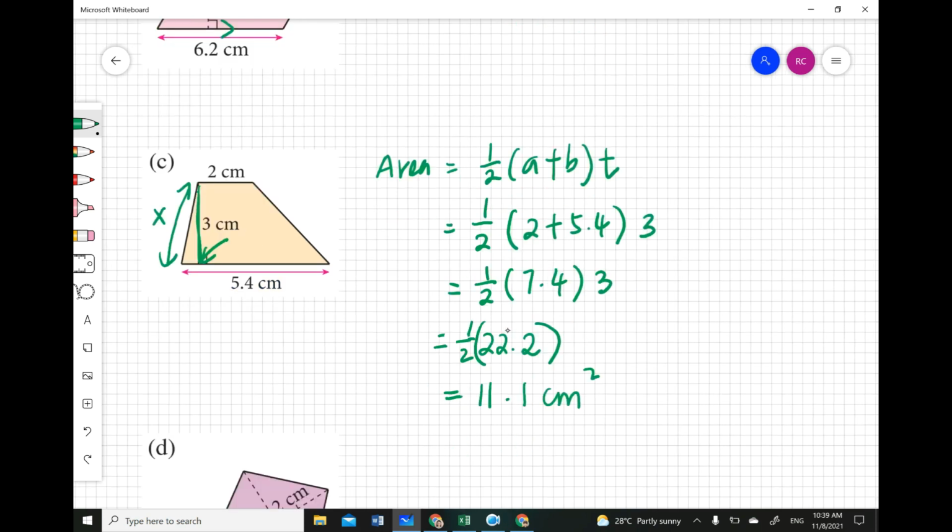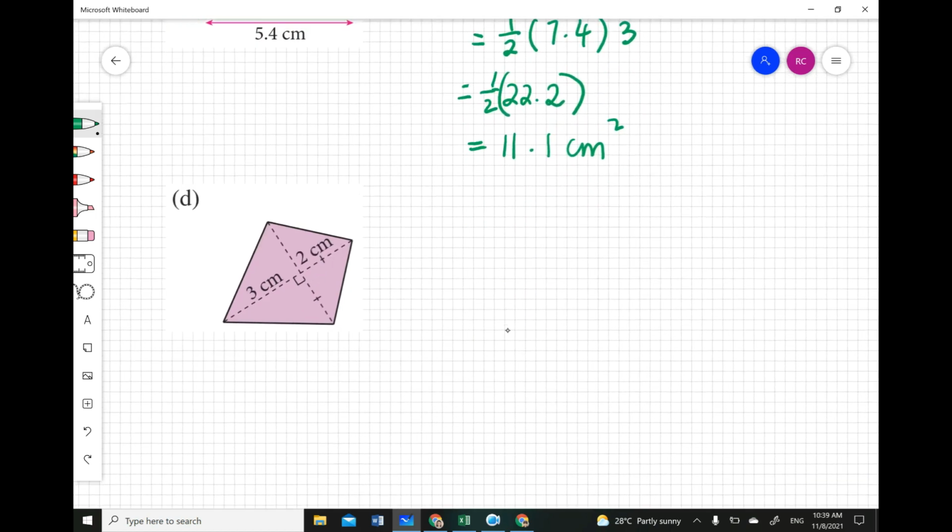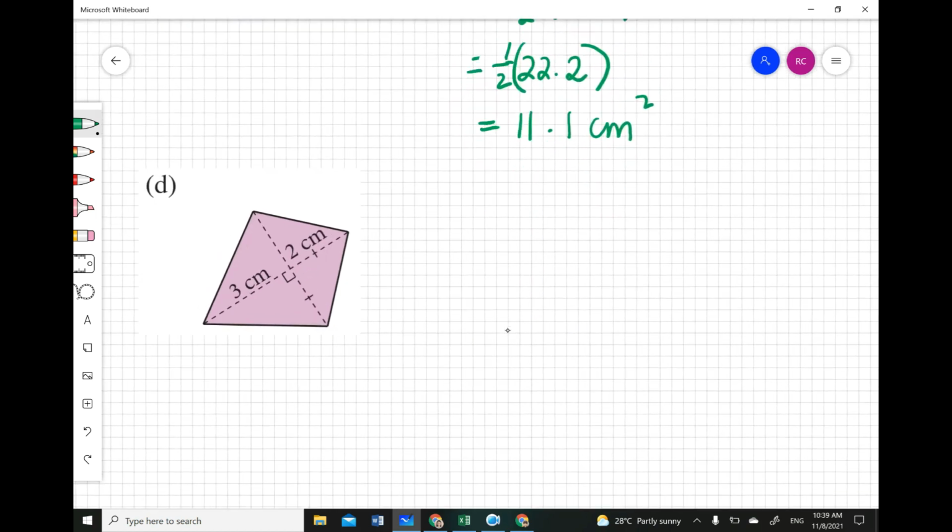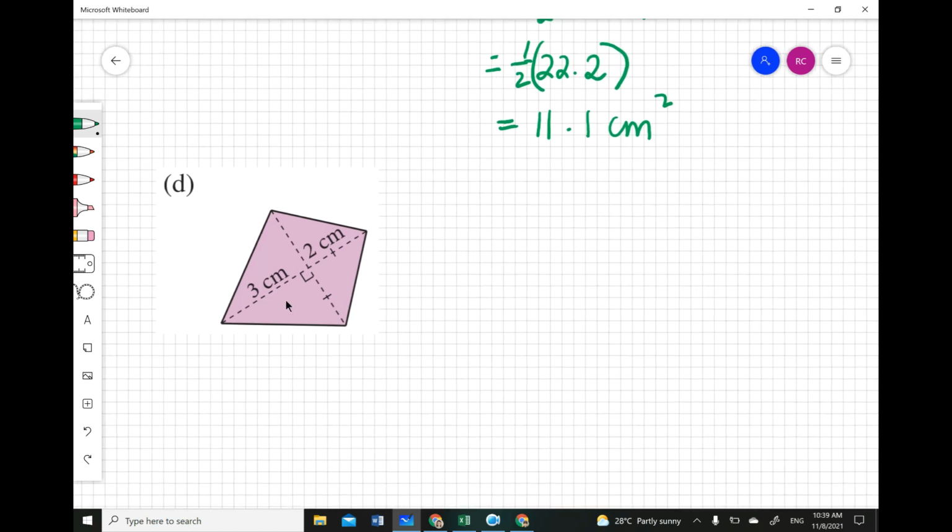Okay. Next question, D. We are almost reaching the end. This is what? A kite. Kite, very good. So we are given the length over here. What do you call this, from vertex to vertex? Do you still remember the name that I told you just now?